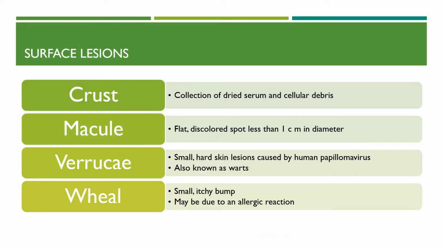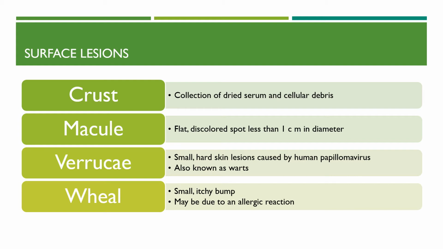Okay, so lesions, things that occur on the surface of the skin. So we're talking about stuff on top of the skin. The first thing would be a crust. A crust is that serum, that yellowish dried up stuff that'll occur on top of the skin. It's really serum and stuff from skin cells and things like that that accumulate on the skin. And again, it is not bloody.